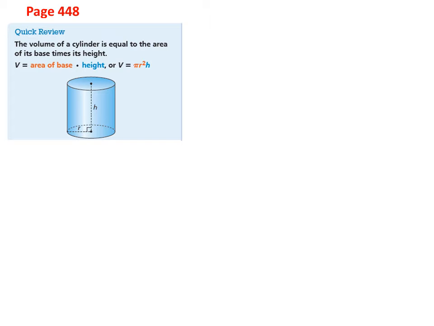Remember, the volume of a cylinder equals the base area times height. So V equals B times H, or the area of the base is pi r squared because the base is a circle. So V equals pi r squared H.